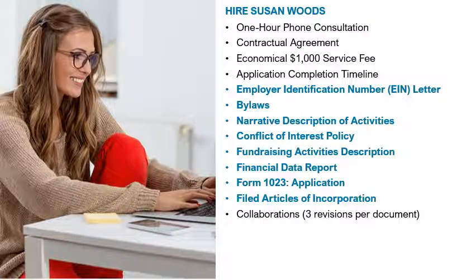Now, as I mentioned before, I will send you an application completion timeline that will document the dates in which you can expect to receive all of the documents I have listed here in the brown bold font. We will collaborate. We will work together. When I send you a document, you will have a date in which to provide feedback for me. And once you provide the feedback, I will make the revisions. You will be able to receive up to 3 revisions per document at no additional charge.